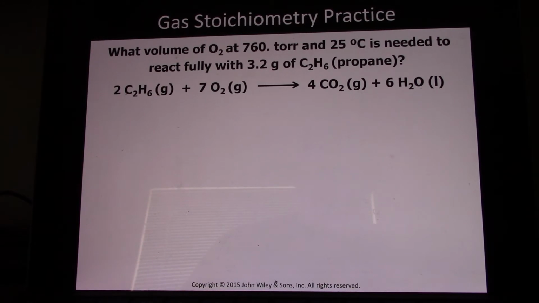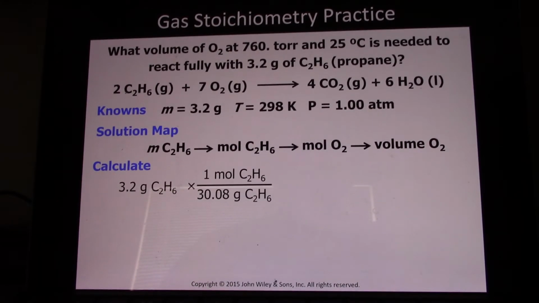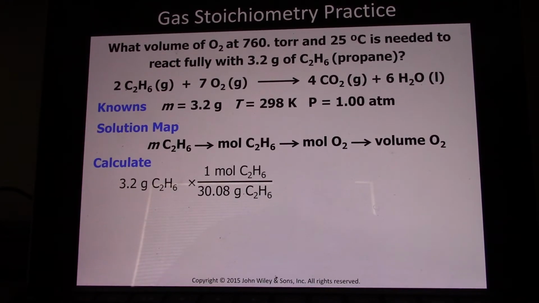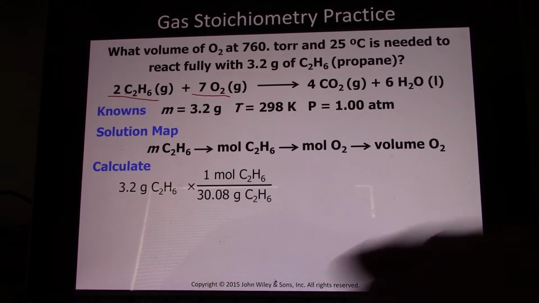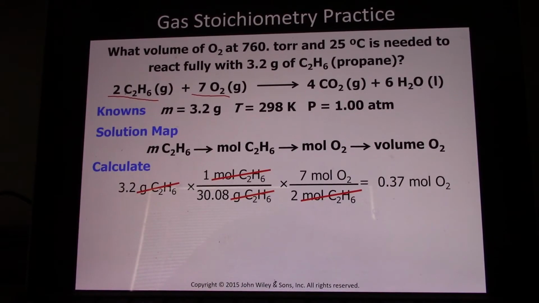What volume of oxygen at 760 torr and 25 degrees Celsius is needed to react fully with 3.2 grams of propane? Well, we're going to convert grams of propane into moles of propane. And again, you find the molar mass by adding up 12 plus 12 plus 6 gives us like 30 grams. So now we have moles of propane. Now we do stoichiometry. You need 7 moles of oxygen for every 2 moles of propane. So I need 0.37 moles of oxygen.